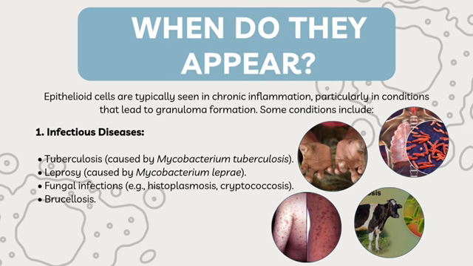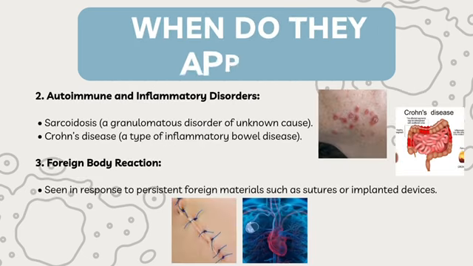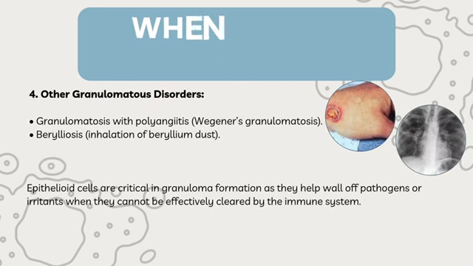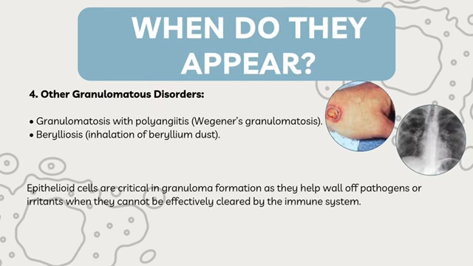So when do epithelioid cells appear? They typically form in response to chronic inflammation. They are seen in granulomas associated with: first, infectious diseases, like tuberculosis, leprosy, fungal infections, and brucellosis. Second, autoimmune and inflammatory disorders like sarcoidosis, a granulomatous disorder of unknown cause, and Crohn's disease, a type of inflammatory bowel disease. Third, foreign body reactions. These occur when the body reacts to persistent foreign materials like sutures or implants. Lastly, other granulomatous disorders like granulomatosis with polyangiitis and berylliosis.